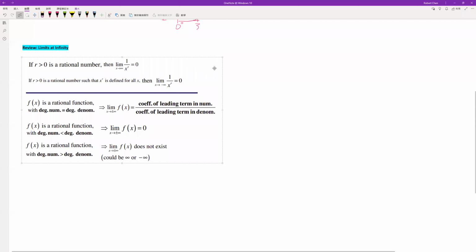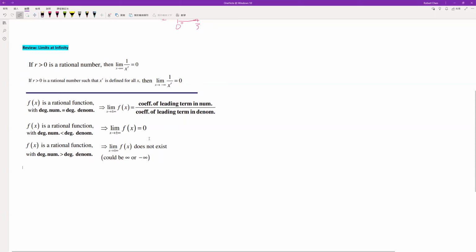All right, next let's look at a quick review on limit as x approaches infinity. So if we have 1 over x to the r power, where r is positive, then the limit is going to go to 0. And if you have a rational function and the degree of the numerator is the same as the degree of the denominator, then it's just the quotient of the coefficients of the leading terms. And if the degree of the numerator is less than the degree of the denominator, then it's 0. And if the degree of the numerator is greater than the degree of the denominator, it's going to be infinite, right?